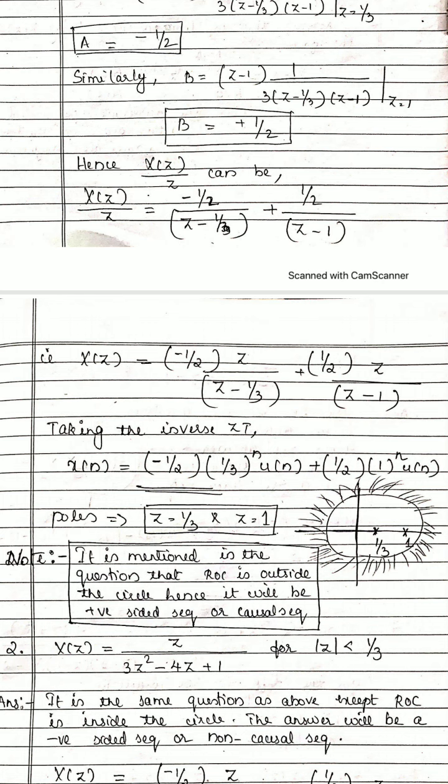How to find the poles? By making the denominator equal to 0, right? You can find the poles. How to find the zeros? By making the numerator equal to 0, right? If you make the denominator equal to 0, you can get the pole values.